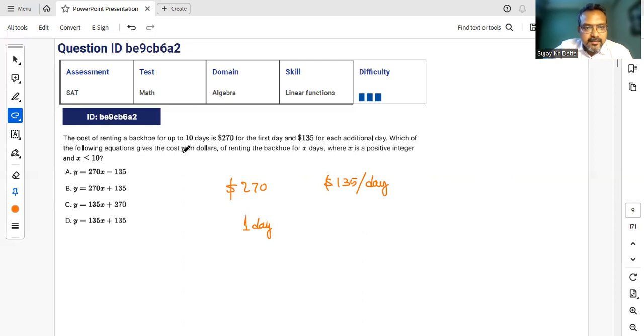Now they are saying which of the equations gives the cost for X days where X is less than or equal to 10. So if I had rented only for one day, it's very similar to the one that we did sometime back. I should have got the cost to be 270. Let's check first. Which one, when I plug in X as 1, gives me 270? This one does not. This one does not. This one does not. This one does. That's the only one which does. Just mark and move on. No need to waste time on this question. Let's move on to the next one.